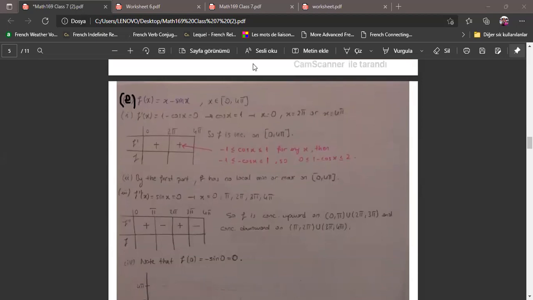So I will solve this one on the whiteboard again. It will be more clear on there. Okay, so the function is f of x is equal to x minus sine x, and we're given the domain already. x is in between 0 and 4 pi.